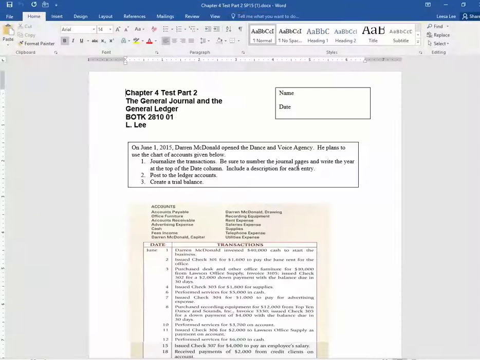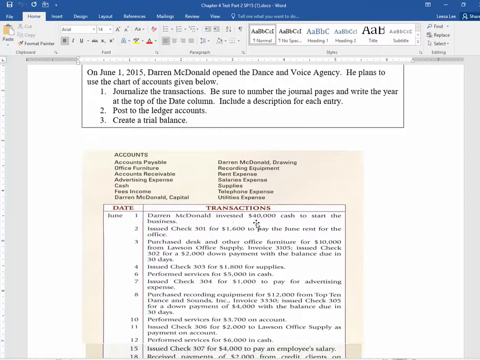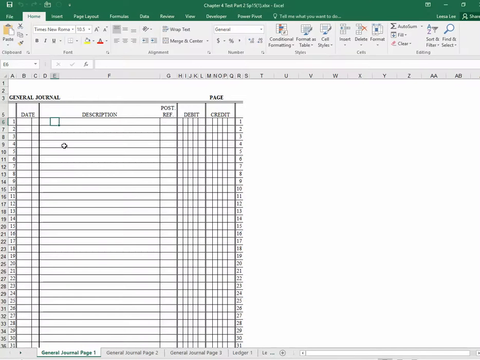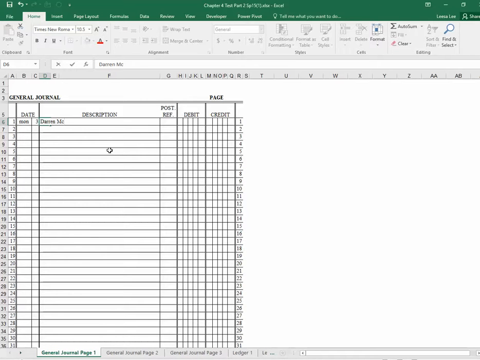Okay, so the first entry, or the first transaction, is Darren McDonald invested $40,000 cash to start the business. If you were going to type it into Excel, you would put the month and the date, and you would put Darren McDonald, $40,000. Darren McDonald, Capital.